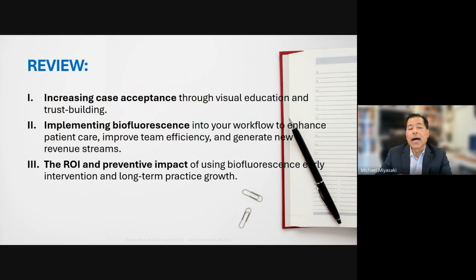So in review, I just look at this as a way of increasing our case acceptance through visual education and trust building. We have to implement the biofluorescence into our workflow because it's going to enhance our patient care. It's going to make our team more efficient because no longer do I have to explain to the patient what they're looking at when they're looking at our intraoral images. All they have to understand is red is bad. Do you see red in that image? Yeah. Okay, that's a bad area. And that's going to allow us to generate new revenue streams within the practice. So it becomes win-win. The patient in the long term is going to save money. We're going to actually do better, and we're going to build that trust.